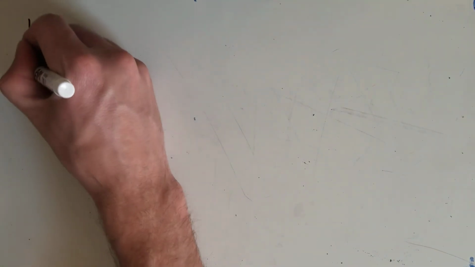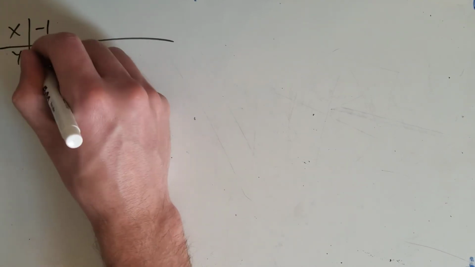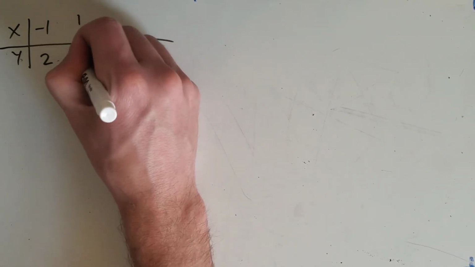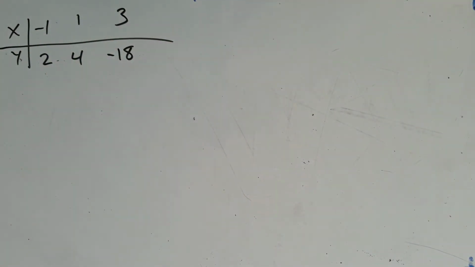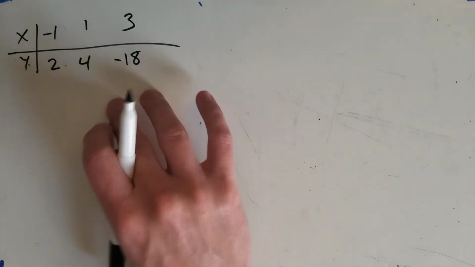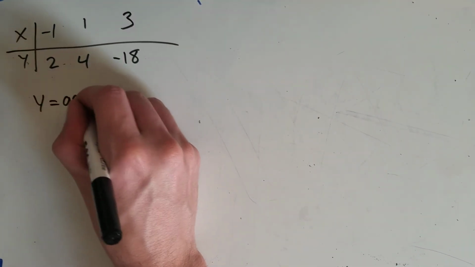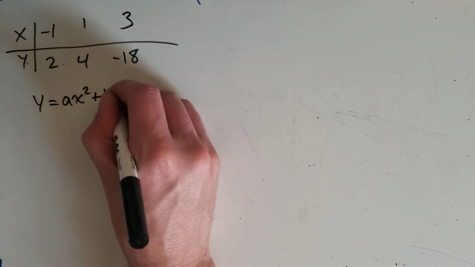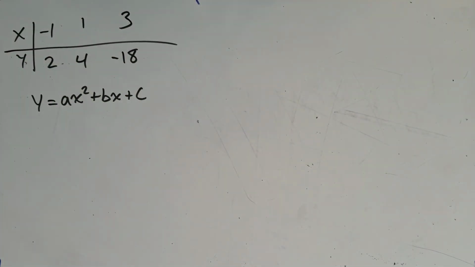Our last problem, we have a nice little table with x and y. We have -1, 2; 1, 4; and 3, -18. Looking at this table, we don't have the y-intercept given to us, so we're going to have to do a little bit more work. We don't know a, b, or c. None of those are given to us.